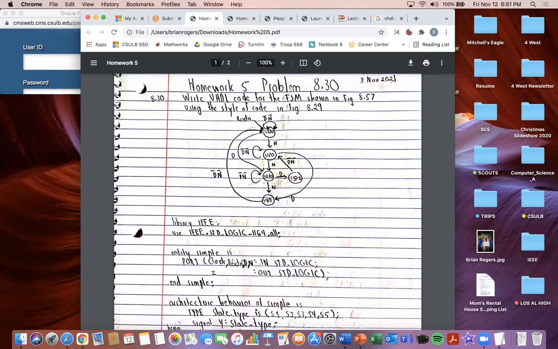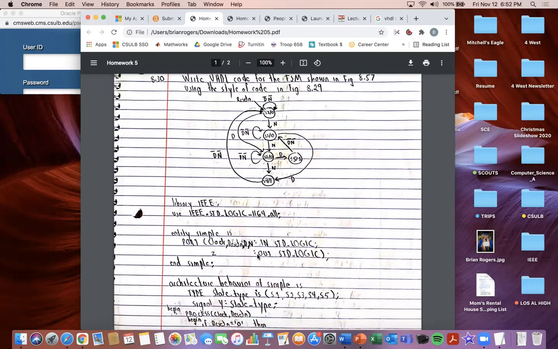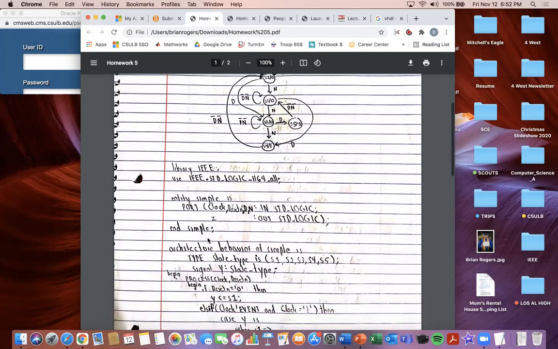I have an N as well, and then my output is going to be Z. So that's what I have here: my inputs and my output. Then I end the entity, and then I do the behavior.